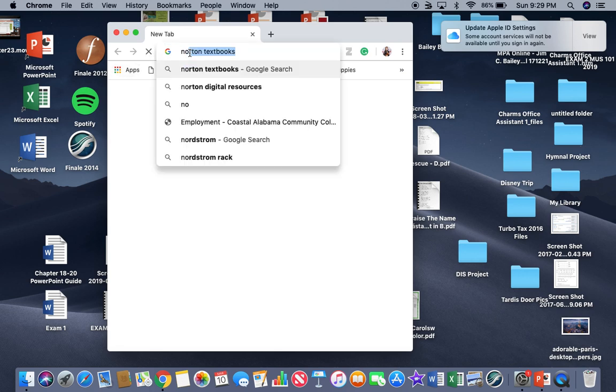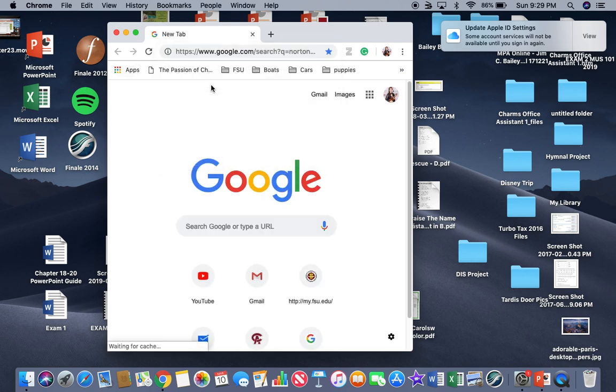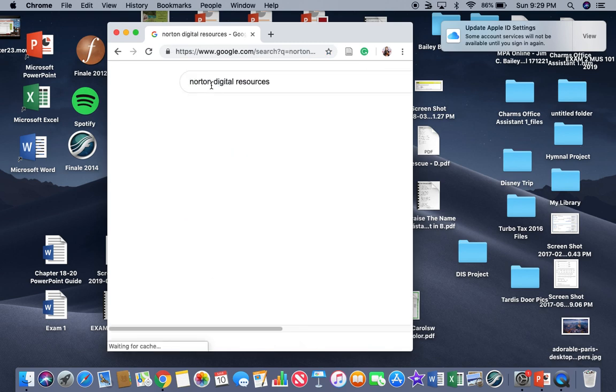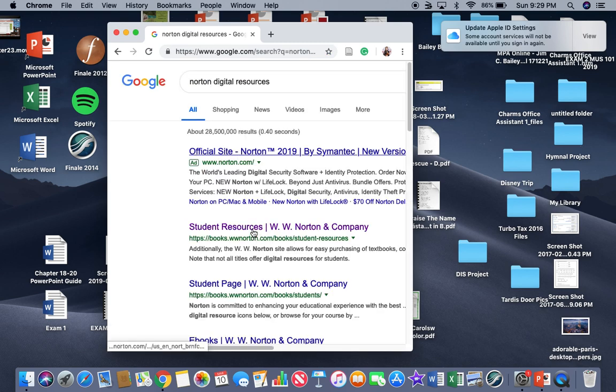Oh, that's right. I restarted my computer and didn't pull up my resources again.